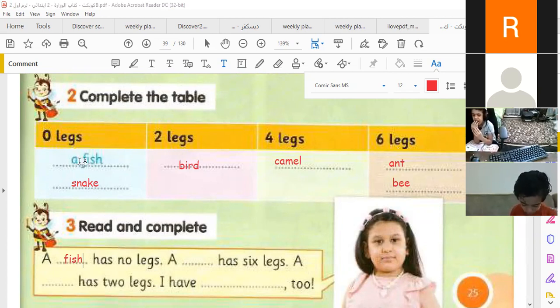Ali Ragab. Yes. Next sentence, please. A has six legs. B. Excellent. A, B. Omar Ahmed. Yes. Omar, A has two legs. B. Excellent, Omar.